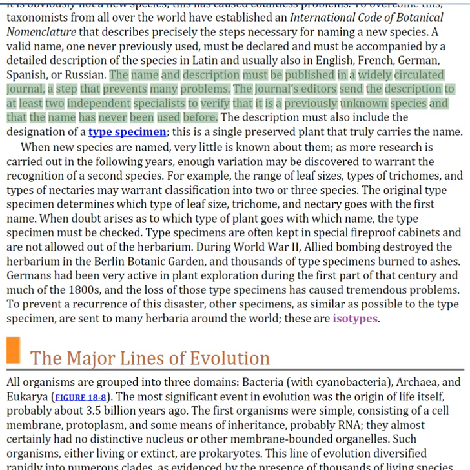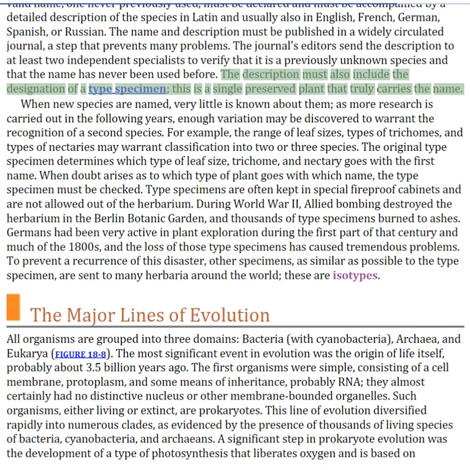The name and description must be published in a widely circulated journal, a step that prevents many problems. The journal's editors send the description to at least 2 independent specialists to verify that it is a previously unknown species and that the name has never been used before. The description must also include the designation of a type specimen. This is a single preserved plant that truly carries the name.